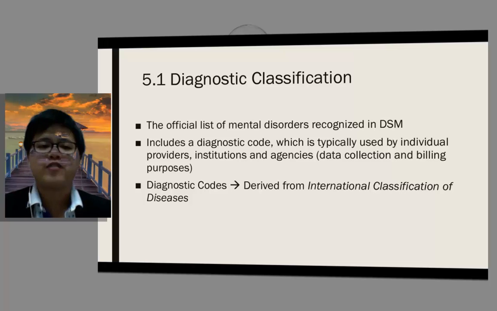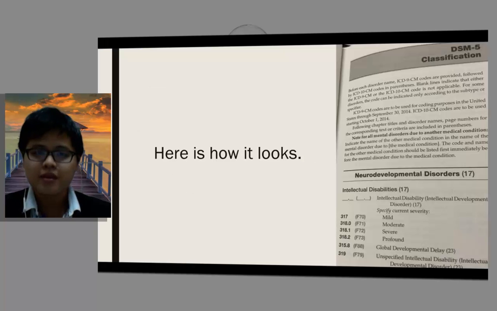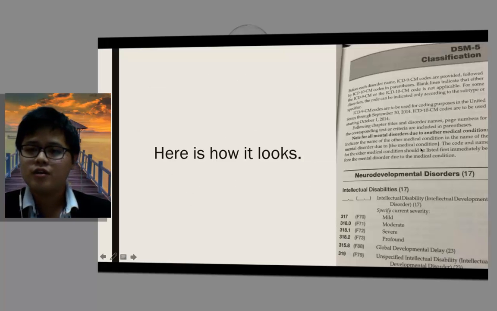For the diagnostic classification, it is the official list of mental disorders recognized in the DSM-5. It includes a diagnostic code, which is typically used by individual providers, agencies or institutions for data collection and billing purposes. The diagnostic code is, as previously mentioned, derived from the International Classification of Diseases, the ICD. Here is how it looks. For example, the neurodevelopmental disorders are coded as 17 in ICD-10.